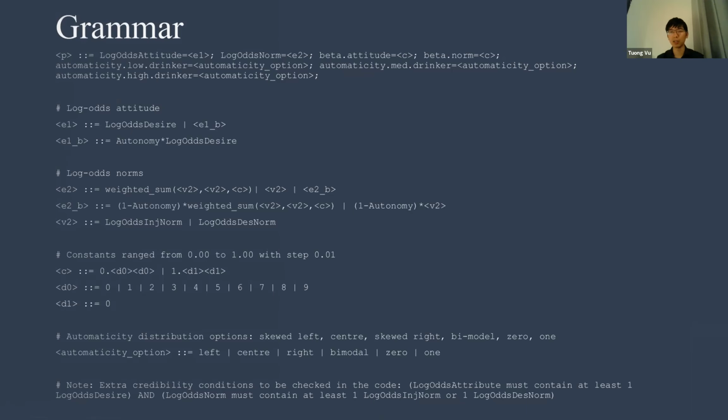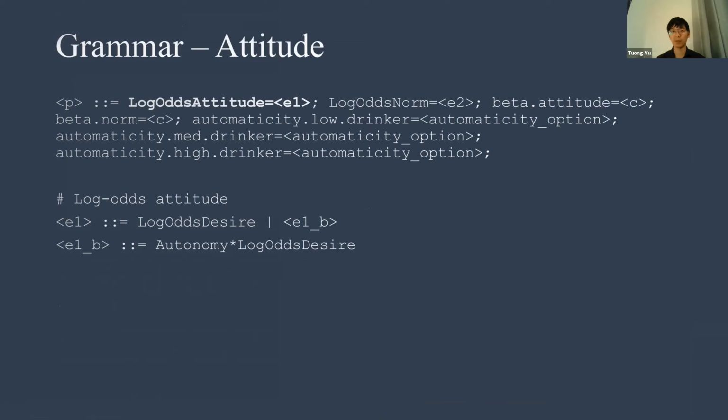So here's the grammar. We can go through this together slowly. It's quite complex. So each of the structures has a mutable element to it. We're going to give a program. The first element is log-odds attitude. And the expression we allow it to be is either log-odds design or autonomy multiplied with the design. We split it into 2 levels like this, so that if you go to this level, you introduce more autonomy terms, so it gets more complex. So you get more knots basically.